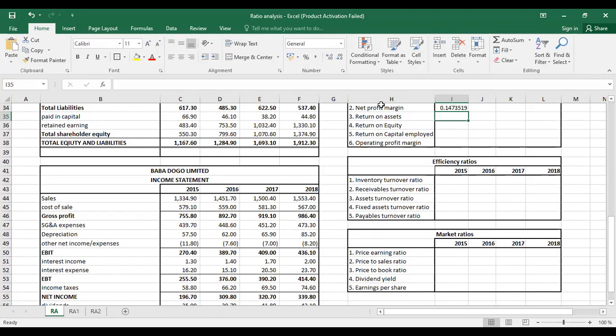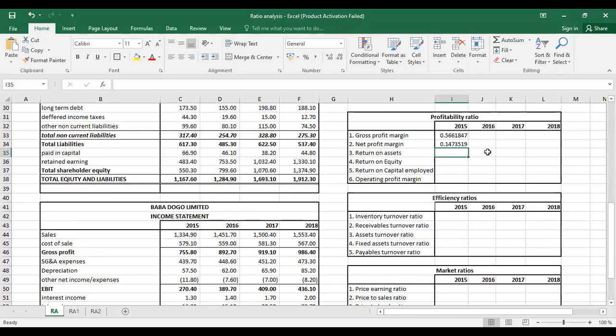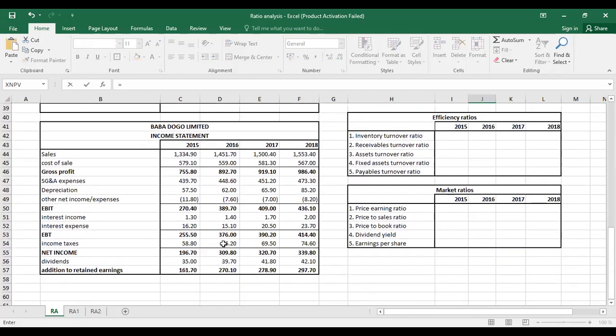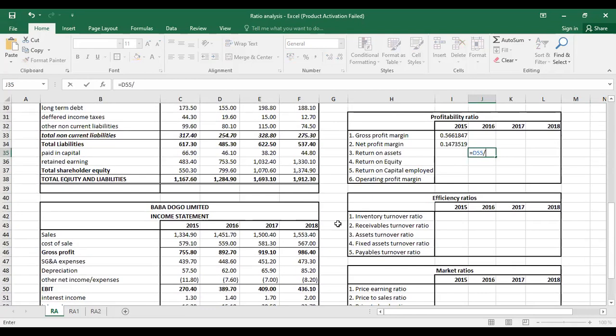Return on asset has the average part, so it cannot start on the first year because it takes the average of the two. So it will start in 2016. So the net income in 2016 divided by average total assets.